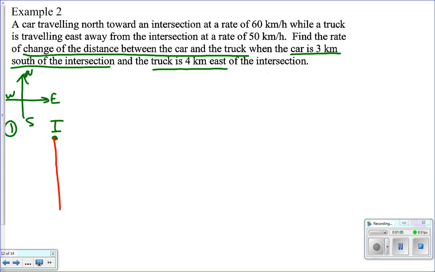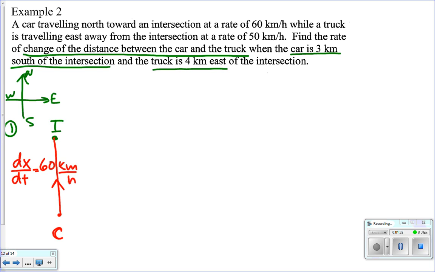So here's my car. It's somewhere down here south, and it's going towards the intersection at a rate of 60 kilometers per hour. Okay, so if I give this a variable, this distance between the car and the intersection, I can call it x. So the rate at which x is changing with respect to time is 60 kilometers per hour.